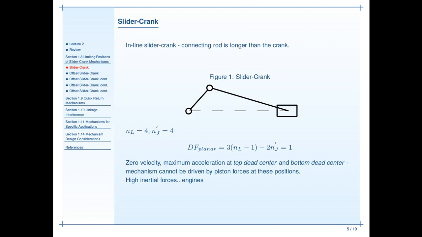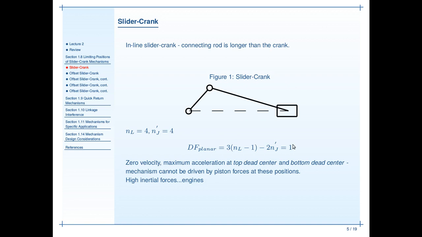What it consists of is a sliding component. We often call this a piston as well as a slider. A connecting rod or con rod, which attaches to what's called the wrist pin on the piston, and the end of a crank. This crank can revolve 360 degrees about a center point. If we take a look at the degrees of freedom of this planar linkage, we'll find that it is a 1 degree of freedom mechanism.